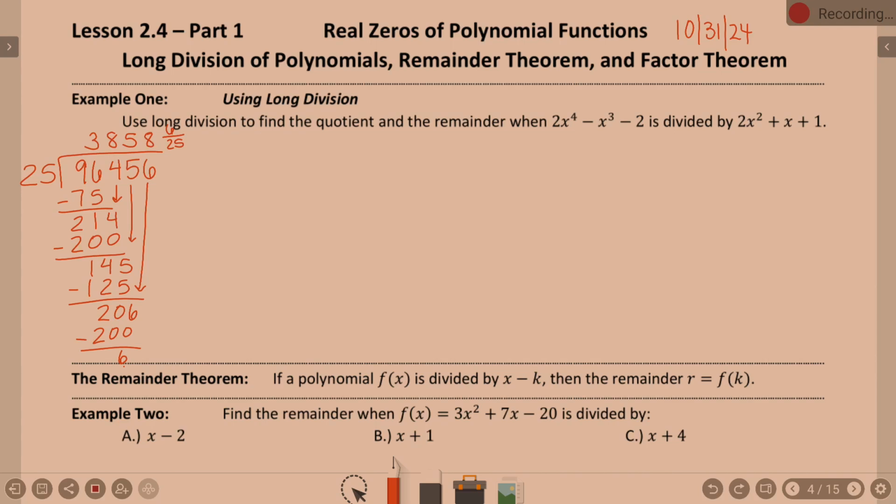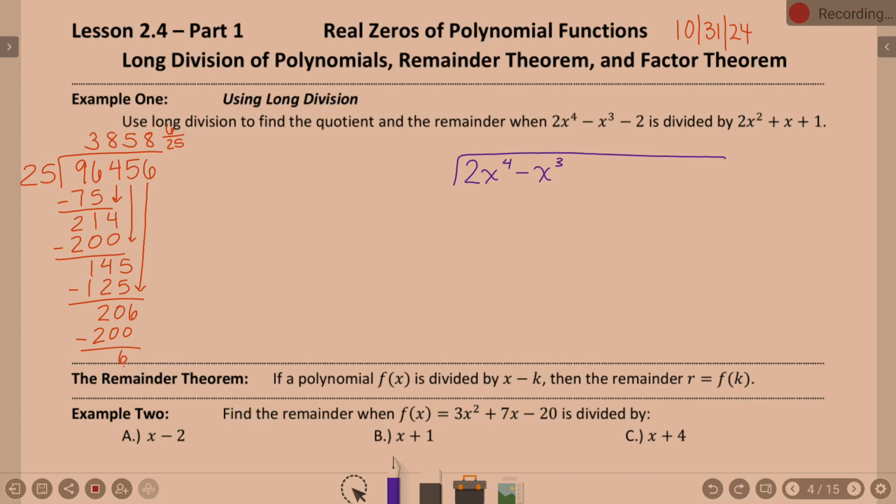Use long division to find the quotient and remainder when 2x to the 4th minus x cubed minus 2 is divided by 2x squared plus x plus 1. Okay, a couple of setup issues here. First of all, what goes in the box? 2x to the 4th minus x cubed minus 2, so 2x to the 4th followed by minus x cubed, followed by minus 2, not exactly. Plus 0x squared.